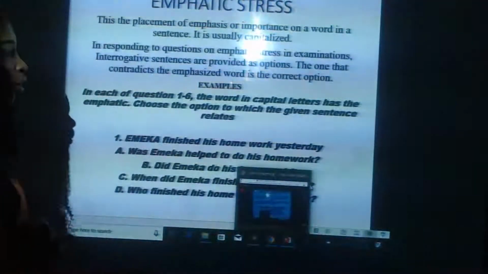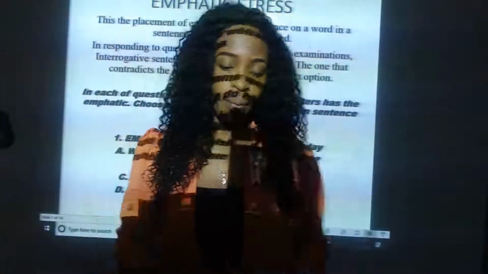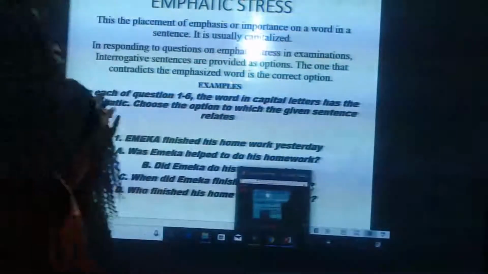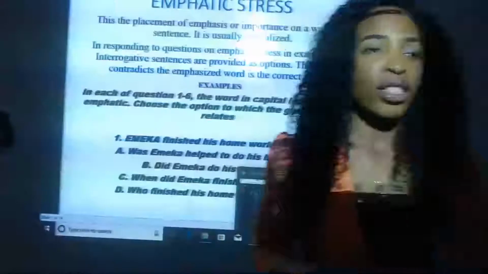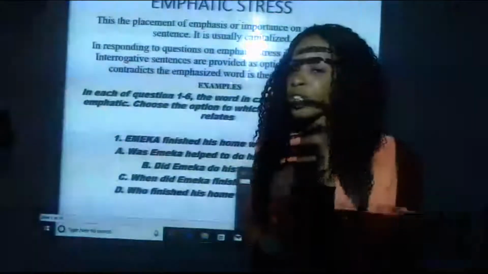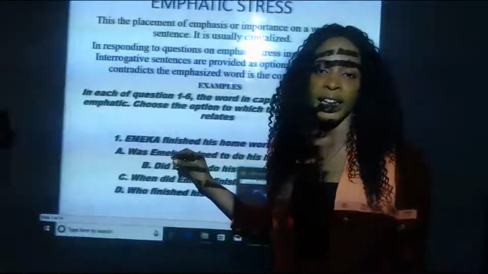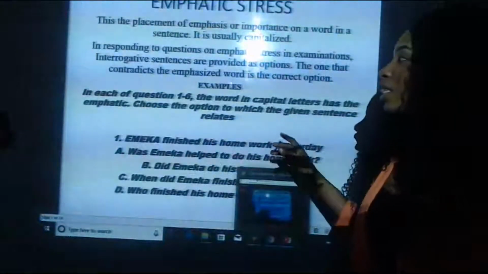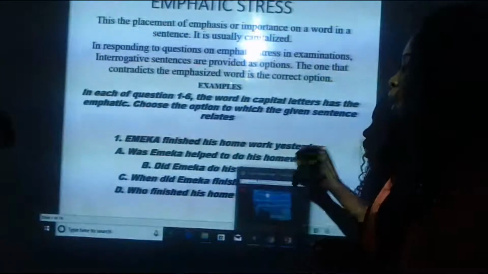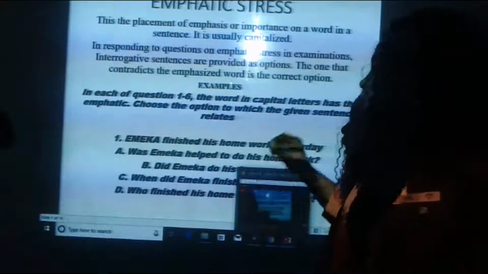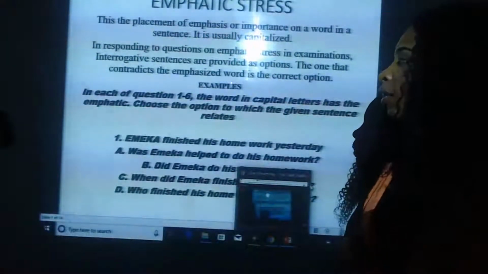For our first lesson, we'll be taking the aspect of orals, and our first lesson is going to be on emphatic stress. A particular word, in order to distinguish it from other words in a sentence, any word that is being emphasized or that carries the emphatic stress in a sentence is usually capitalized. That is one way to identify the word that carries the emphatic stress in a sentence. They are usually what? Capitalized.